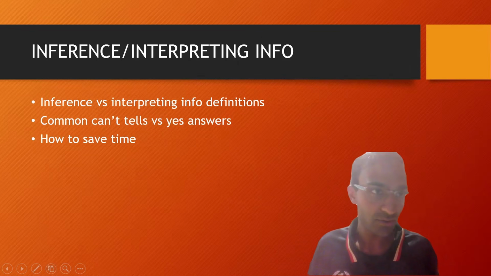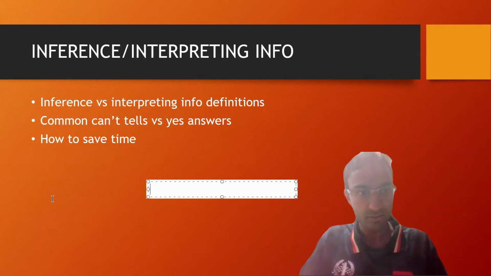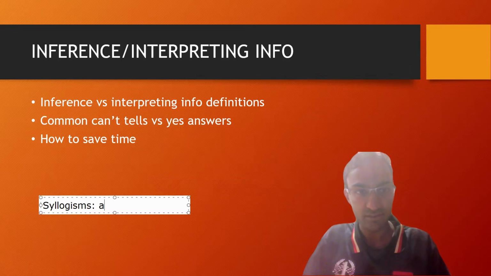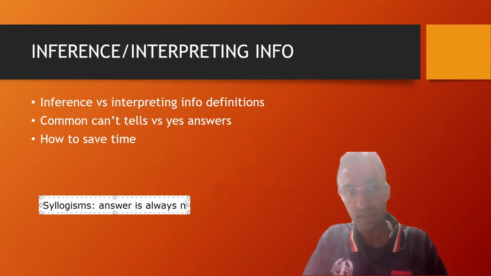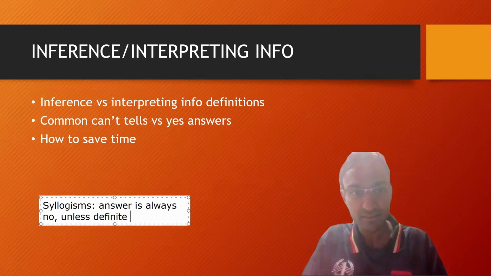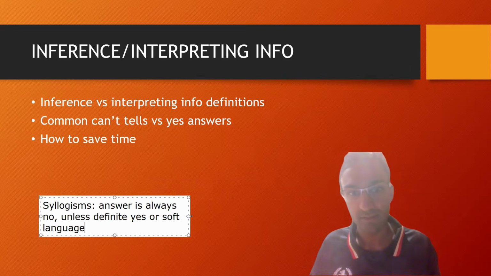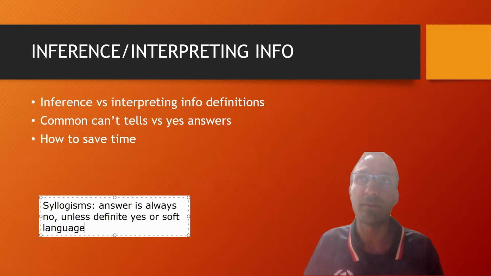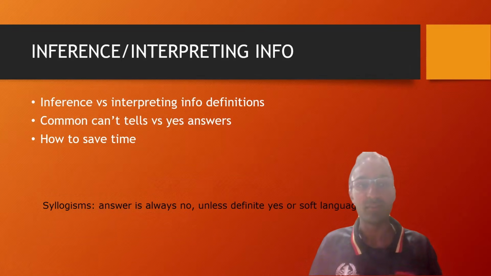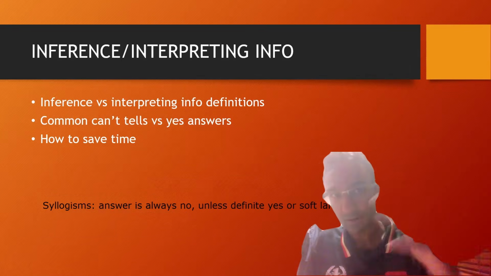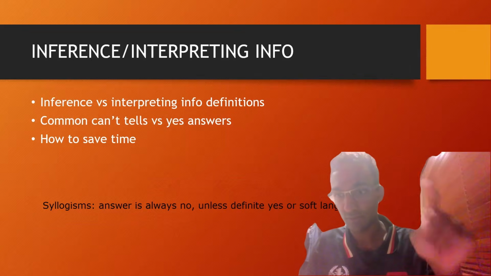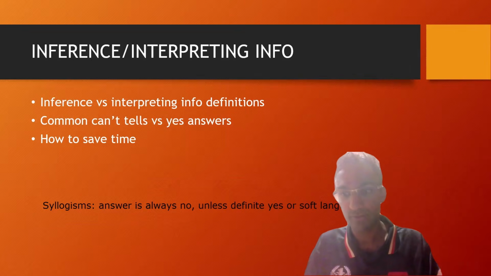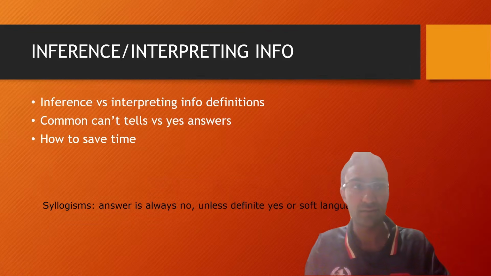And so I want you just to start with a definition of the syllogisms, which I just said, which is with regard to syllogisms, the answer is always no, unless it's a definite yes, or there is some soft language like could, can, may, might, some. Maybe we'll take out some because of the definition of that. Now, people often ask, there are official definitions. If you go UCAT consortium tutorials, there's a slideshow with decision making. It tells you the exact definitions.